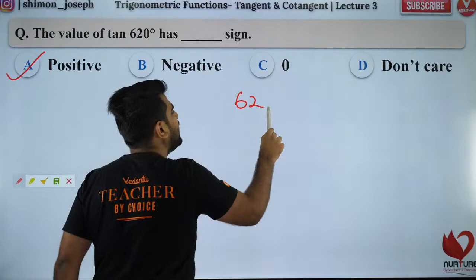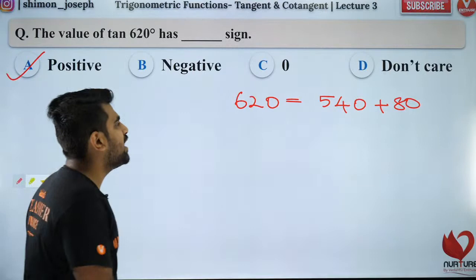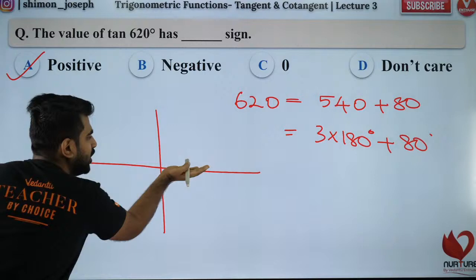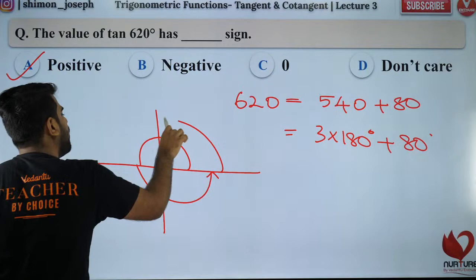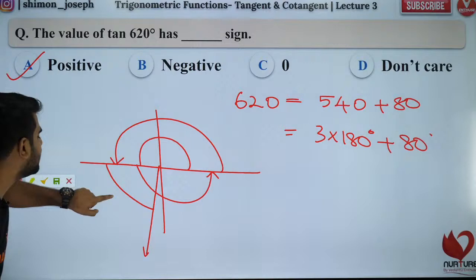So guys, I will write 620 as 540 plus 80. Is that okay, boys and girls? 540 is nothing but 3 into 180 plus 80. So can I say this 620 angle, I can start from 0. 0 means positive x-axis. So 180, 360, 540, 540 plus 80. 540 plus 90 means here. So 540 plus 80 means it'll be here. So which quadrant does theta lie in? It lies in the third quadrant.